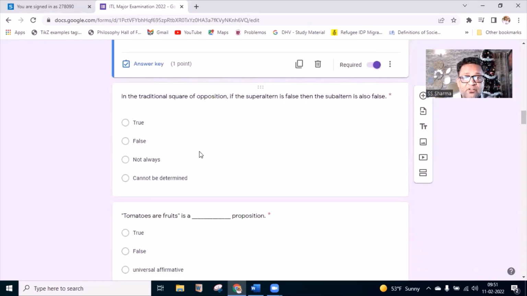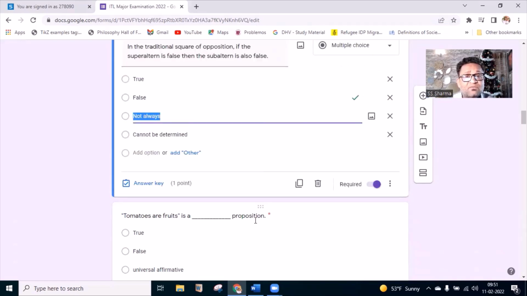Now, next question: in a traditional square of opposition, if the superaltern is false. Now, superalterns are the universal propositions, right? Then what about the subaltern? Is the subaltern false? No, it is not the case. There is nothing which you can determine from here.